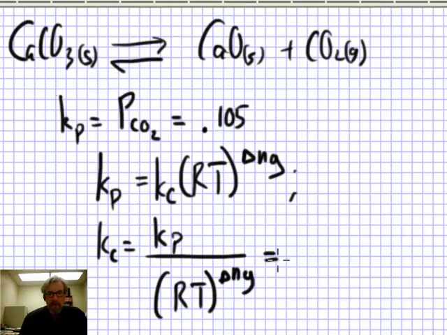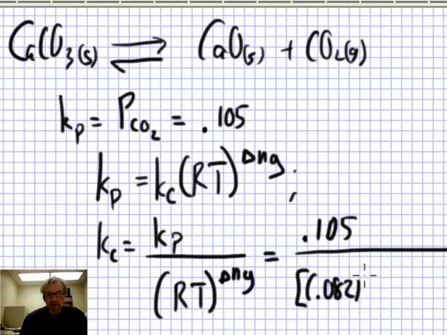So Kp, we'll put in 0.105. We've already solved for that. R, well, the R that we're going to use here is the 0.0821 liter atmospheres per mole Kelvin, R. And I'm not going to put units on it because it's going to be unitless in the end anyway. However, that is in terms of absolute temperature, and so instead of 700 Celsius, I'm going to put 973 kelvins in here. And then this is supposed to be raised to the change in number of moles of gas.